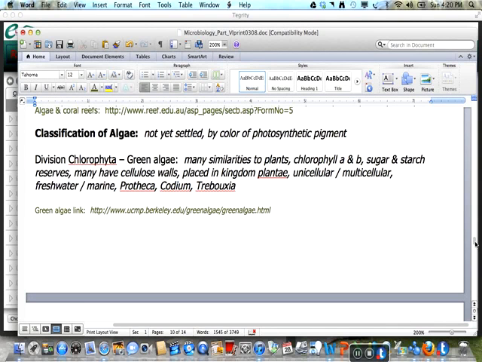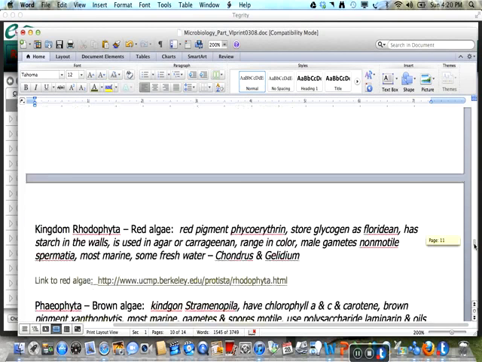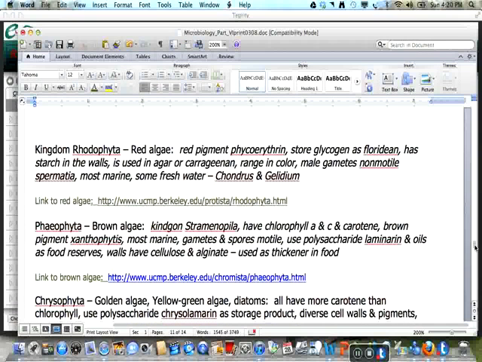The rhodophyta or red algae have the red pigment phycoerythrin. They store glycogen as floridean starch, have starch in the walls, and most are used in making agar or carrageenan. They range in color. The male gametes form non-motile spermatia. Most are marine, but some live in fresh waters. Examples include Chondrus and Gelidium.